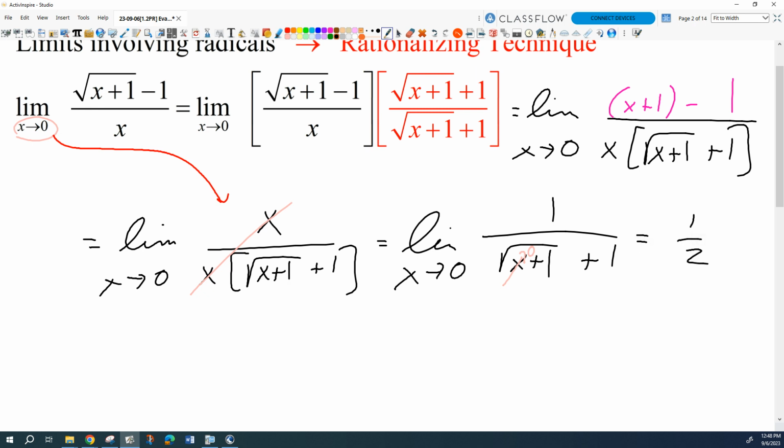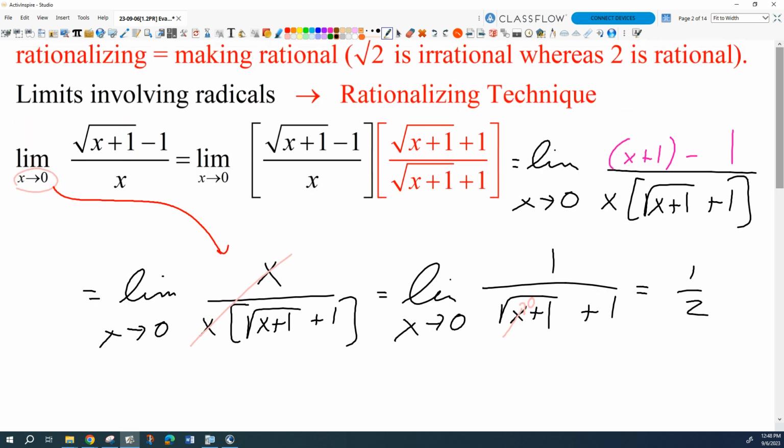Done. Okay, so we got 3 techniques. Rational function that's indeterminate: factor top and bottom, cancel the factors. Complex fraction: clear the fractions to make a rational function, and then cancel the like factors. Indeterminacy involving radical expressions: you're going to use a rationalizing technique, and you're going to rationalize by multiplying top and bottom by the conjugate of the radical expression that's going to 0. Okay.